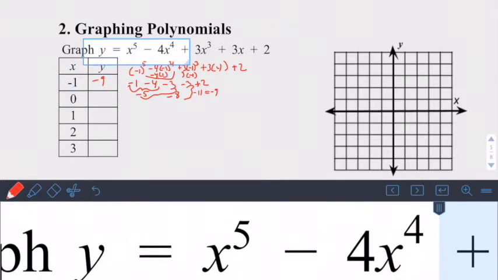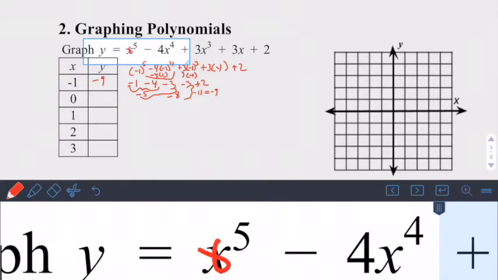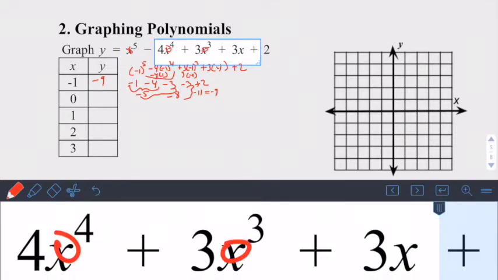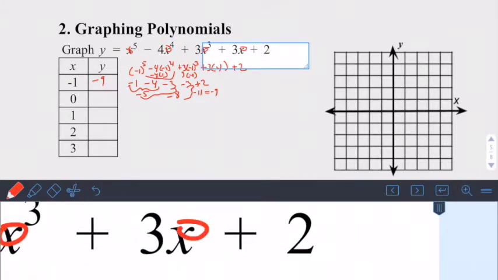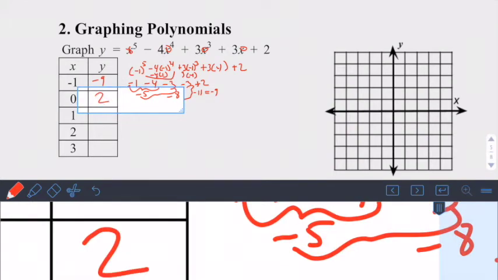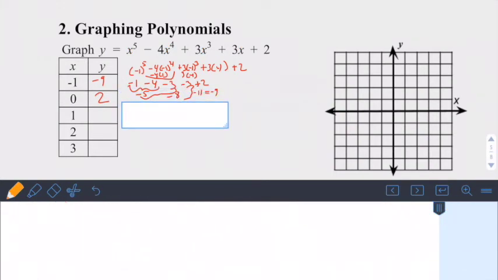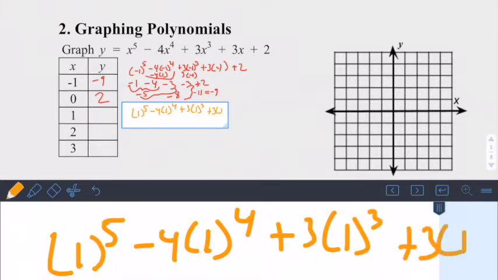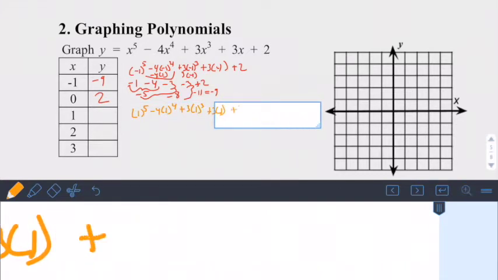Okay, 0 is really easy because if I plug in 0, that gives me 0. That gives me 0. That gives me 0. It's just 2. If I plug in 1, 1 to the 5th minus 4 times 1 to the 4th plus 3 times 1 to the 3rd plus 3 times 1 plus 2.